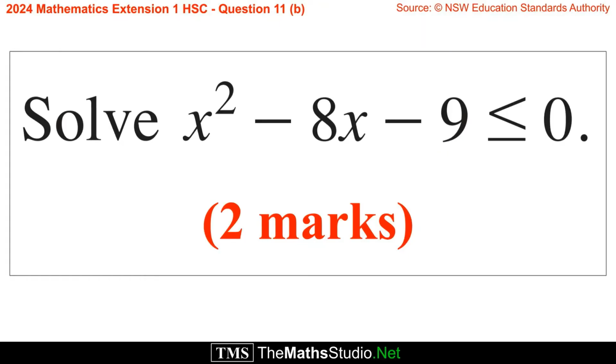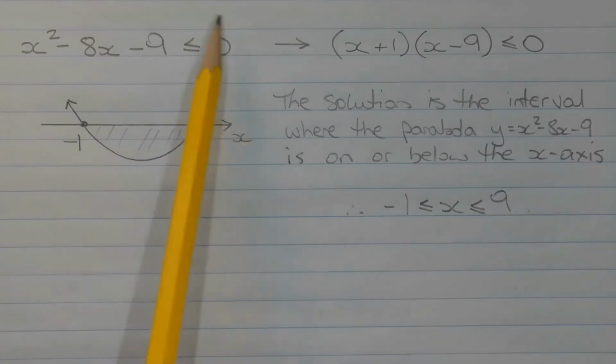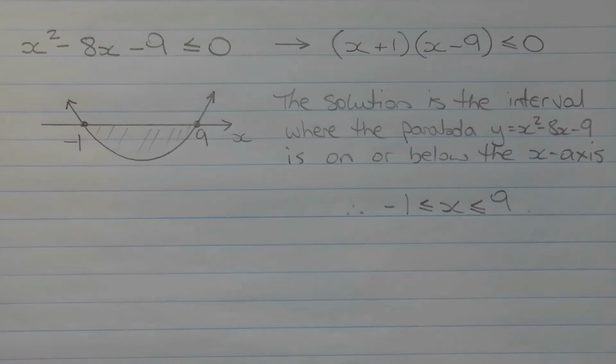Question 11, Part B. Solve x squared minus 8x minus 9 less than or equal to 0. Since the inequality involves a quadratic expression, we can solve this graphically by considering the graph of y equals x squared minus 8x minus 9, which is a concave up parabola.